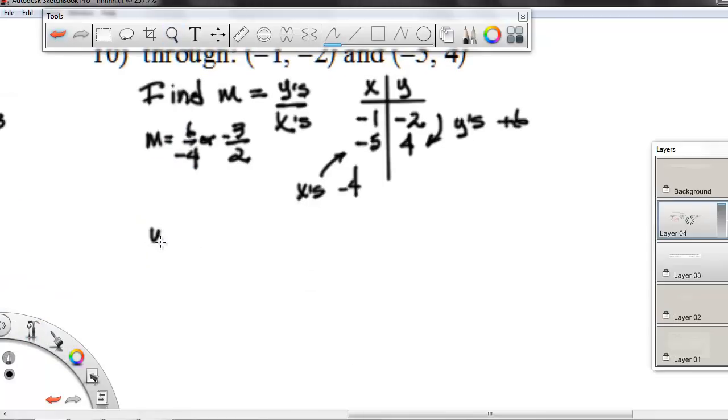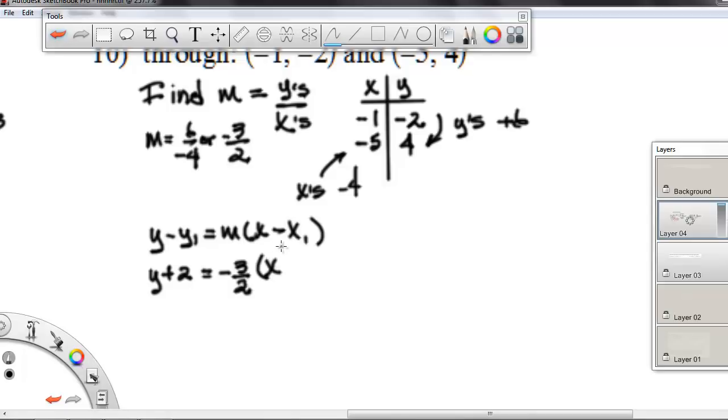We'll go ahead and write our point-slope formula now. And remember, I always use the first ordered pair. The y1 is a negative 2, so it will change to a positive 2 when I put it in. So I'll have y plus 2 equals, the slope is a negative 3 over 2. And then I have x. The x is a negative 1, so it'll become a positive 1.